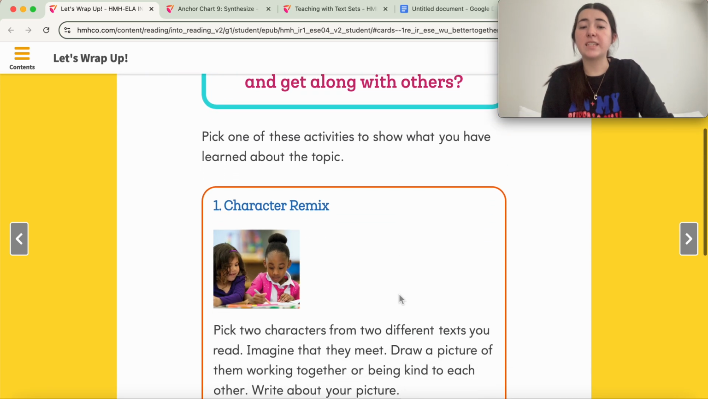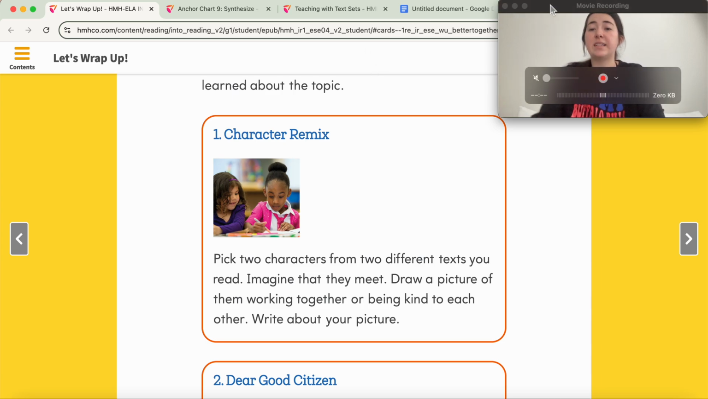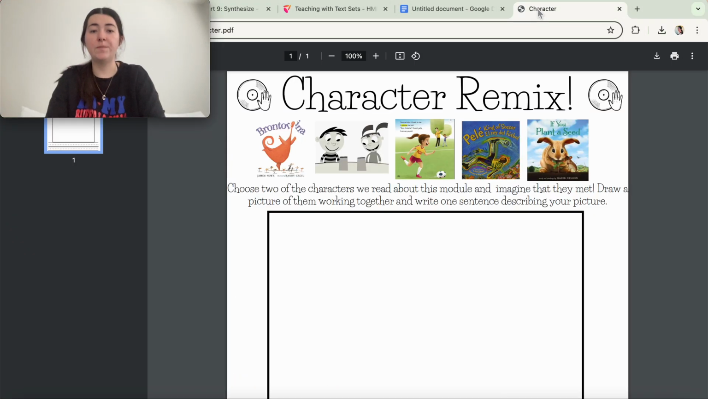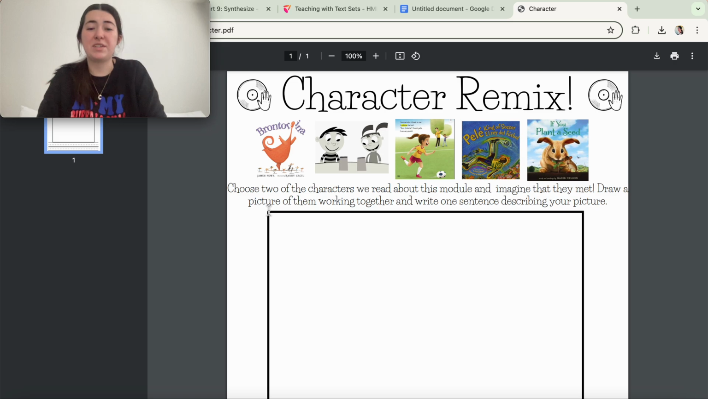The first activity is called Character Remix. I have made a little paper for you to do, and it looks like this. It says Character Remix. Choose 2 of the characters we read about this module and imagine that they met. How cool is that? Draw a picture of them working together and write 1 sentence describing your picture.